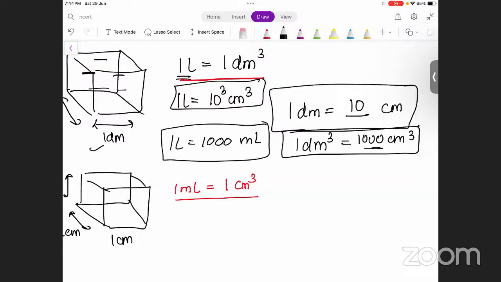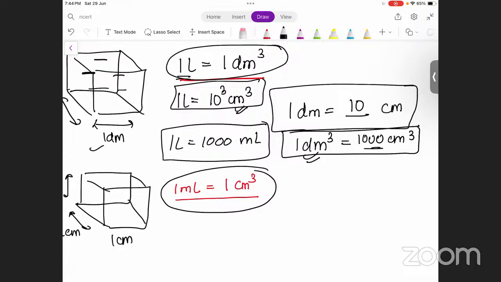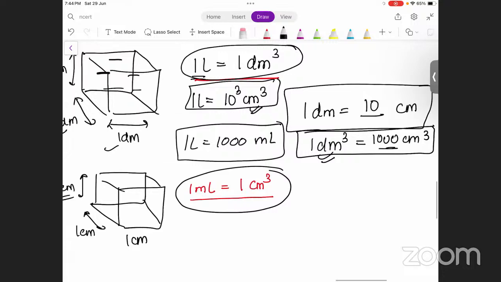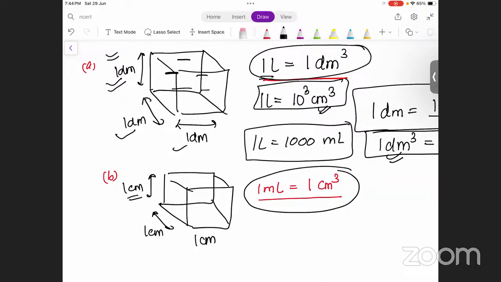Now, I hope you can do all the conversions, whether they ask you to go from centimeter cube to decimeter cube, or from decimeter cube to centimeter cube, from ml to liter, or from decimeter cube to ml. So what we have learned is that 1 liter is 1 decimeter cube and 1 ml is 1 centimeter cube. And the best way to remember this is, if I take a cube whose dimension is 1 decimeter by 1 decimeter by 1 decimeter, then in that cube I can fill a liquid which will have a volume of 1 liter.